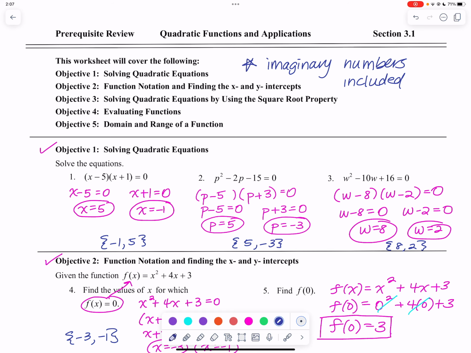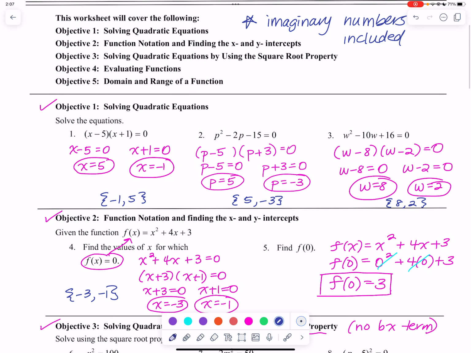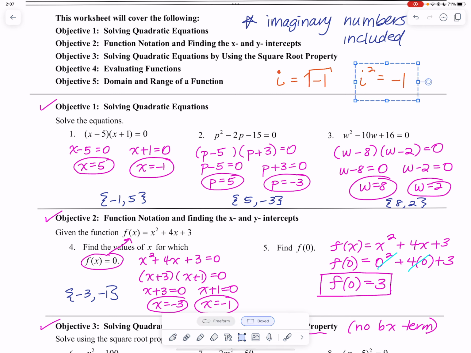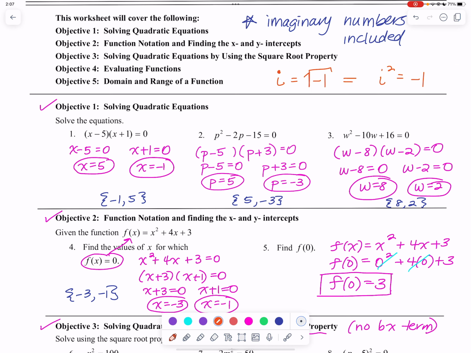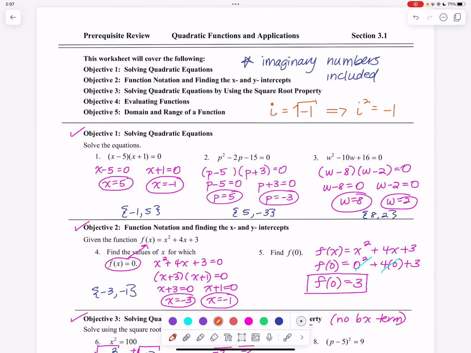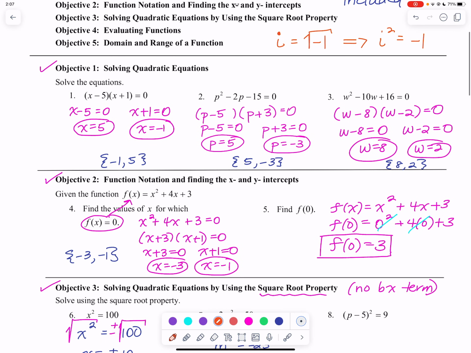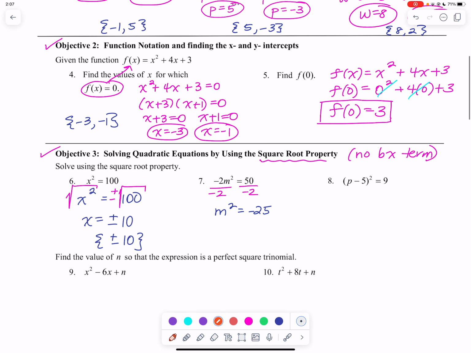And so we do need to talk about that. And so we have this number i, and i is the square root of negative 1. So if you actually square i, you would square that square root, and you would get i squared equals negative 1. Okay, so we will be able to take that square root of negative 1 out and make it an i.